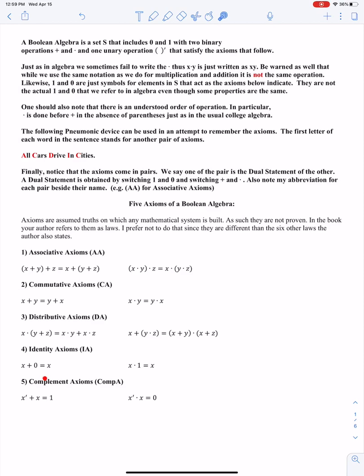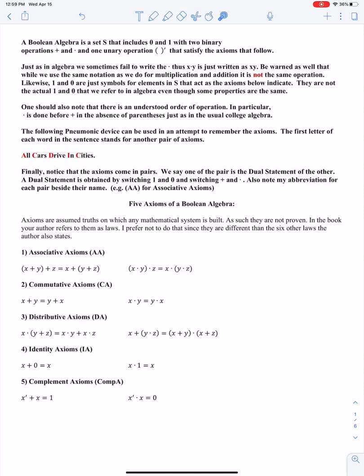And finally, we have the complement axioms. Now, what are the complement axioms? And the answer is a complement of x. Remember, I had a unary operator. Look all the way up here at the top. A unary operator said the complement of something. Okay, so the complement of x is an element that works like this. X complement plus x is 1, and x complement times x is 0. Again, something that you don't see in college algebra, but is true in a Boolean algebra.